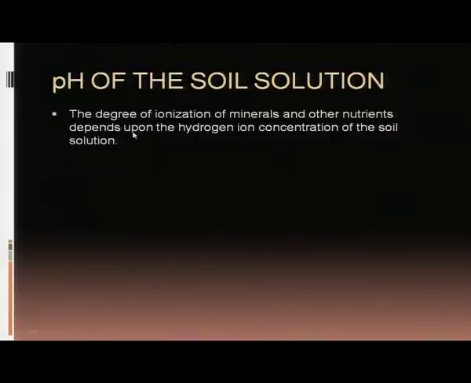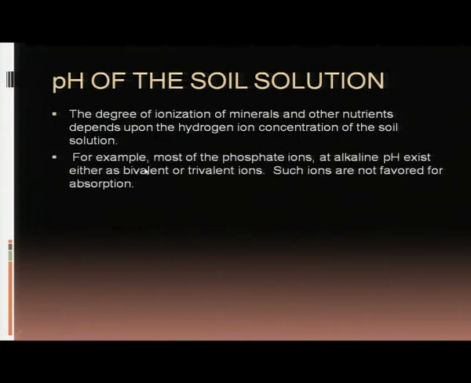The degree of ionization of minerals and other nutrients depends upon the hydrogen ion concentration of the soil solution. For example, most of the phosphate ions at alkaline pH exist either as bivalent or trivalent ions. Such ions are not favored for absorption. So, the pH determines what type of ions will be present in the soil.